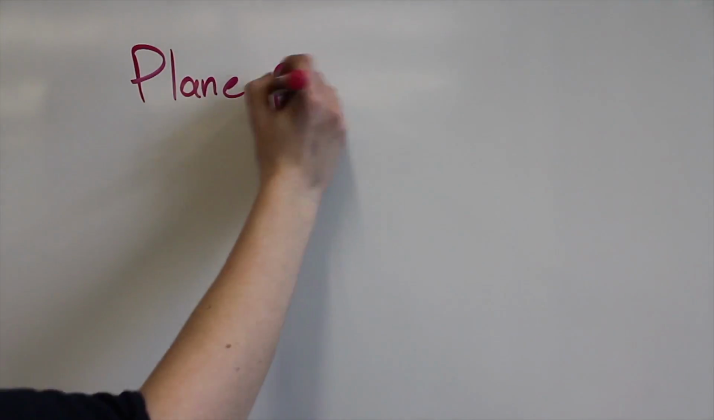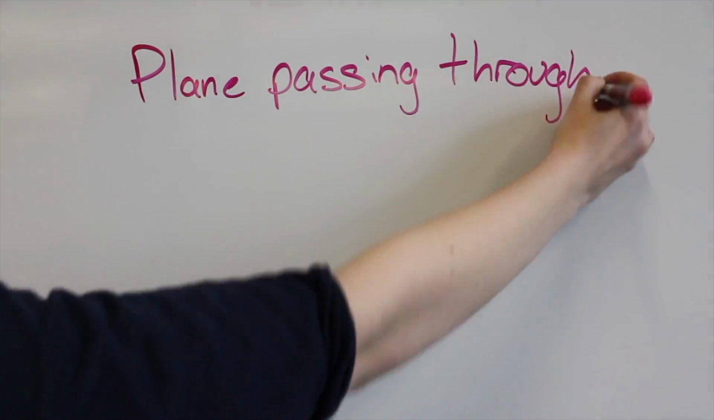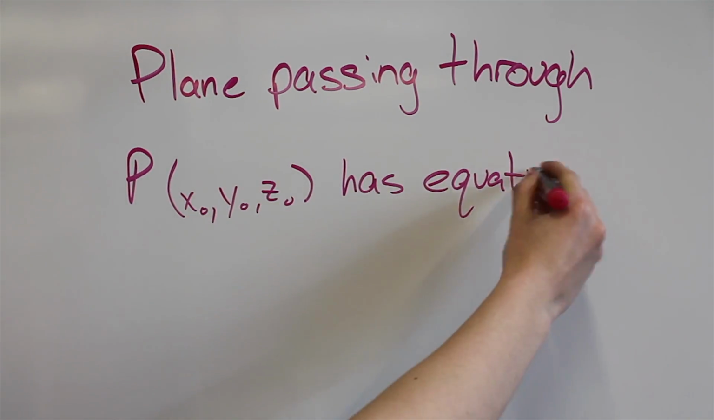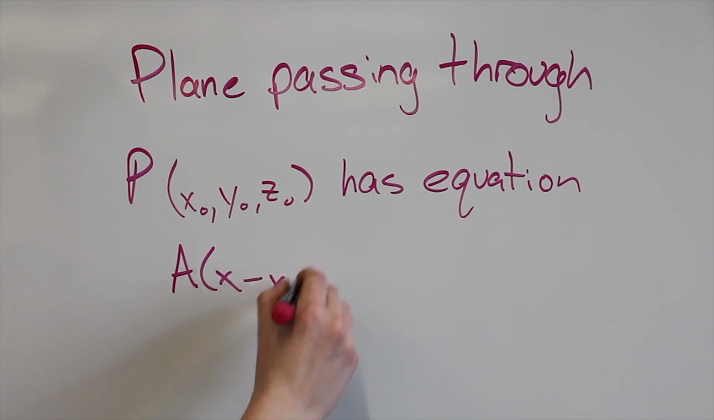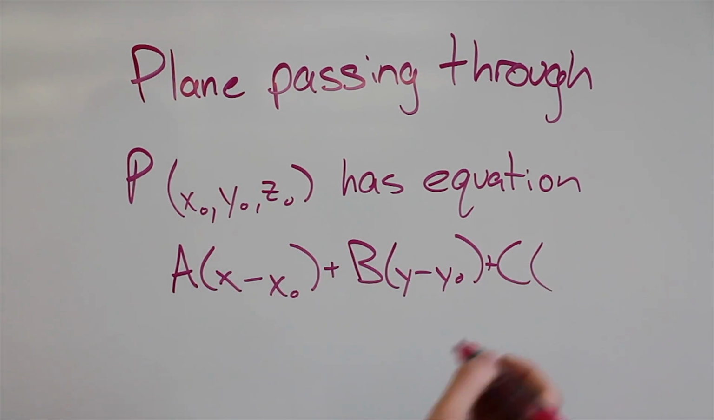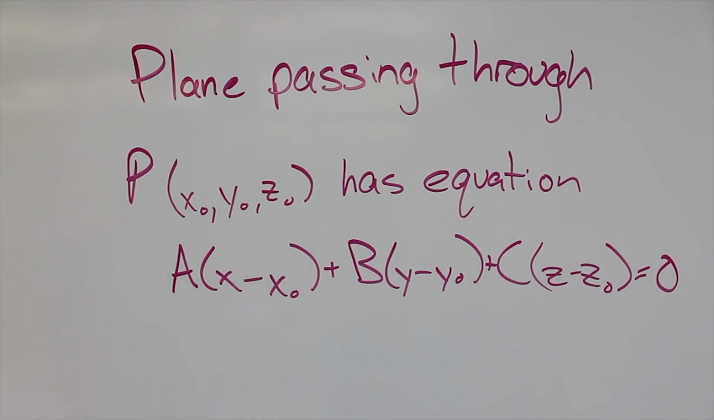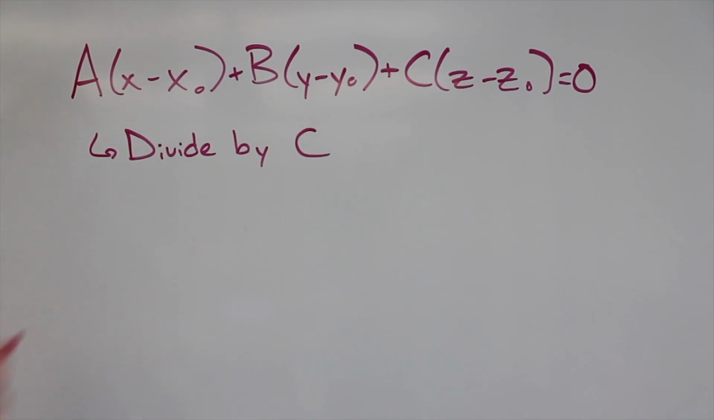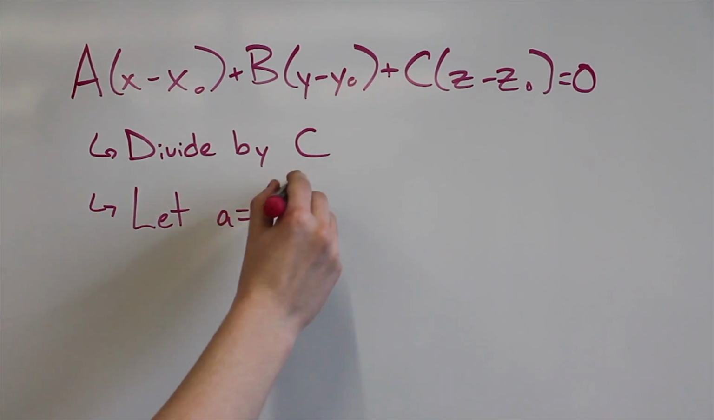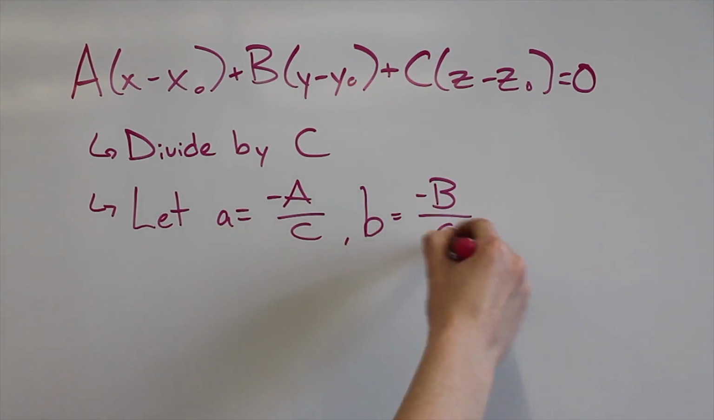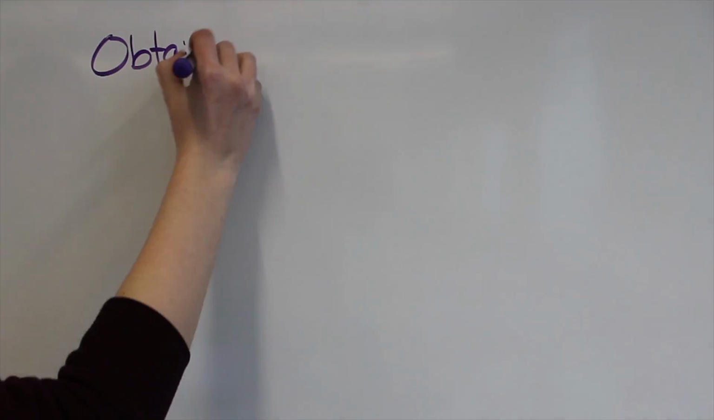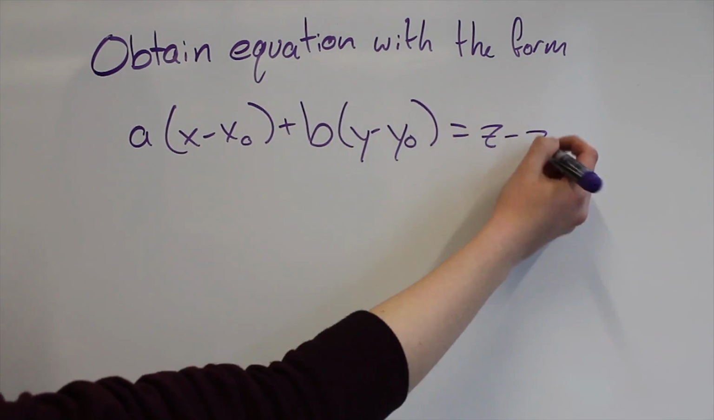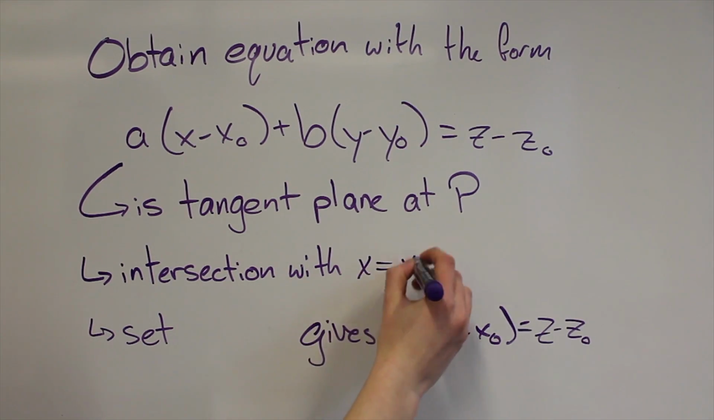The plane passing through point P has the equation of the form shown here. If we divide through by c and let little a equal negative a over c and little b equal negative b over c, we then obtain this new equation of this form. This equation is the tangent plane at point P.